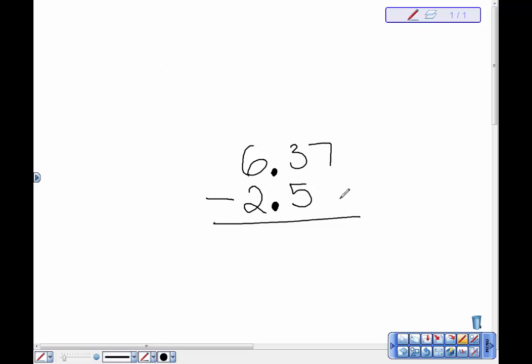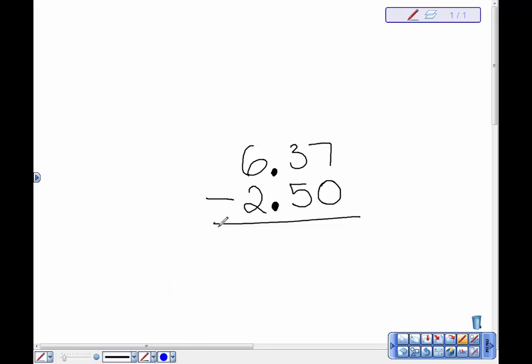Well, think of something that equals nothing or no number. What's a way that we can actually write no number that equals nothing? Correct, a 0. So I can fill in this missing digit with a 0. It still represents nothing. I'm not changing the value of my numbers, but it helps me to know what I'm subtracting. Now I can subtract.